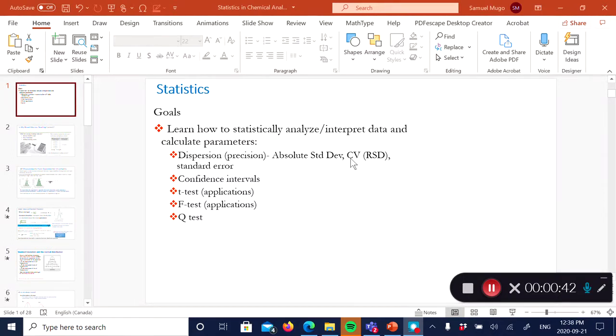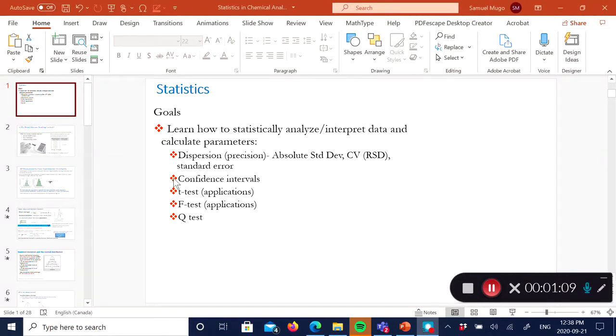Sometimes they call it coefficient of variance. It's exactly the same thing. Standard error, and all these are methods of calculating dispersion. And dispersion, of course, refers to how your data is distributed around the mean, and that refers to precision, a very important figure of merit in analytical chemistry.